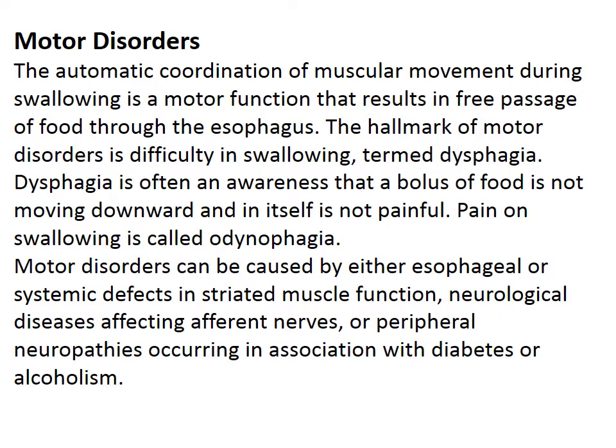The autonomic coordination of muscular movements during swallowing is motor function that results in free passage of food through the esophagus. Not as we imagine that the esophagus is only a tube that passes food from the oral cavity down to the stomach. The tube has its own special movement that pushes the food in one-way direction, that is from up down. And this movement is sometimes disturbed, and of course this movement is not automatic, but it is in fact under the autonomic nervous system.